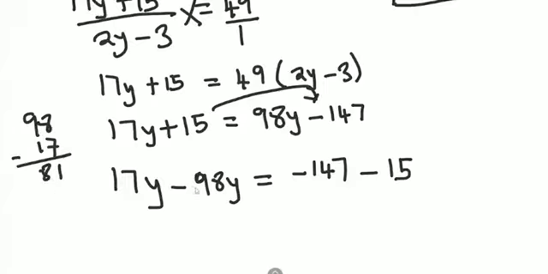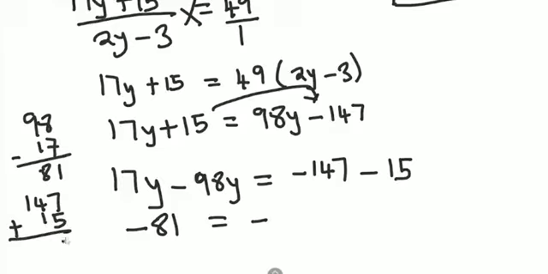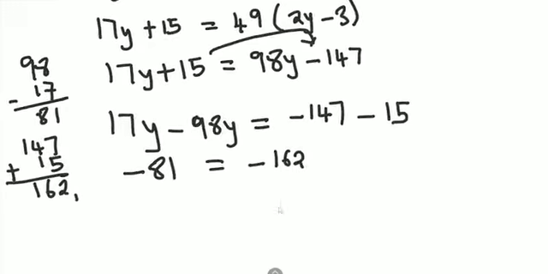So 17y minus 98y will be a negative 81y, because 17 is smaller than 98, equal to. Here we have negative negative, so we maintain the negative. Then we just add 147 plus 15. 7 plus 5 is 12, we write 2 and carry 1. 4 plus 1 is 5, plus that 1 is 6. Then 1 plus 0 is 1. So negative 147 minus 15 gives us negative 162.